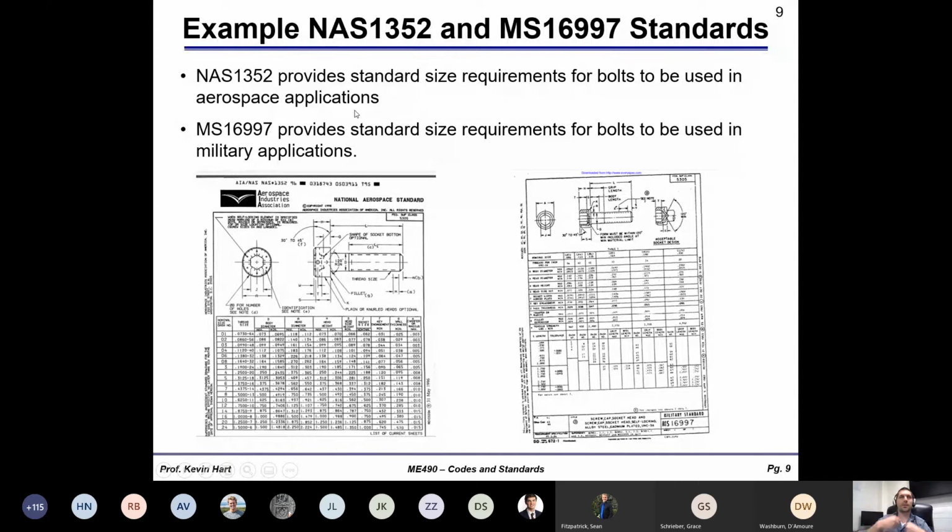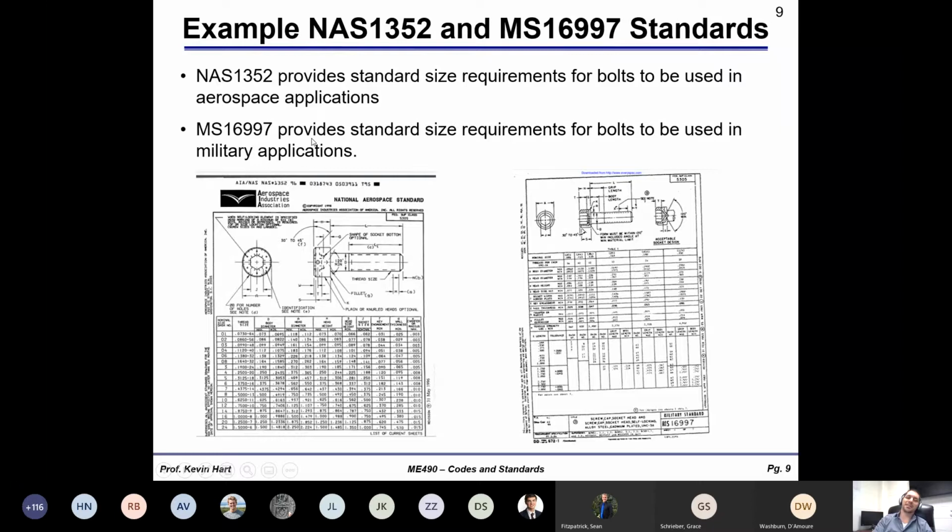So if you're designing a UAV, you're designing some small satellite, you're designing whatever the case may be, and that thing is going to be examined to make sure it adheres to a set of codes. If you just say, all right, all my bolts are standardized NAS 1352, then you passed your code check. You know what I mean? So it's just a very useful idea here.